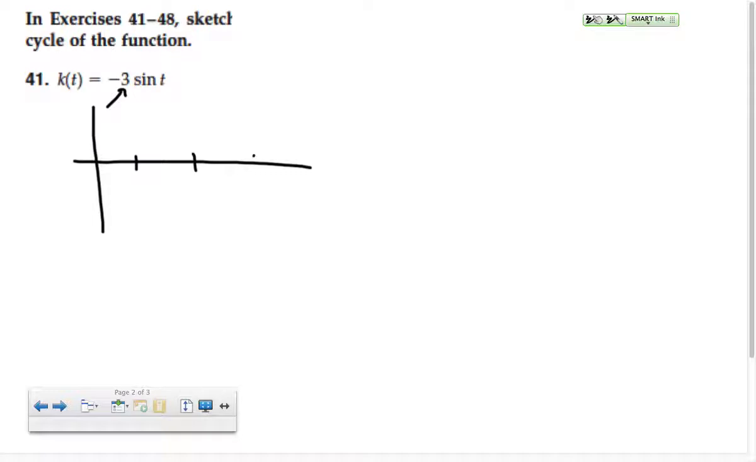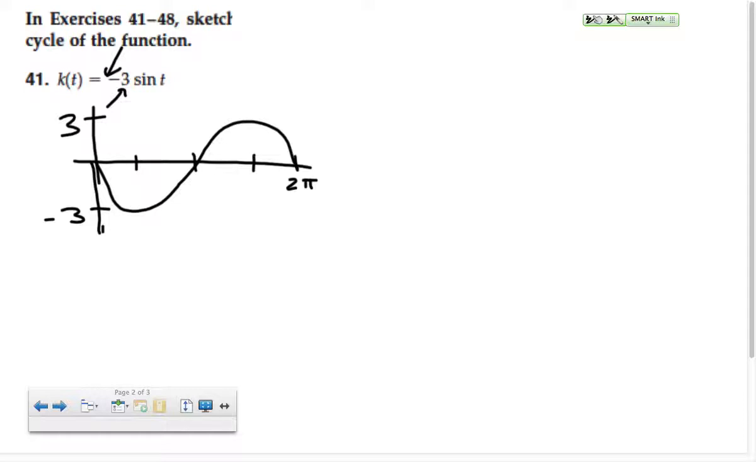My period is still going to be 2 pi, all right? My amplitude is going to change from 3 and -3, right? And I'm going to make this down just a little bit so that it's more accurate. And I'm going to start down because I inverted because of the negative. So that's my picture.